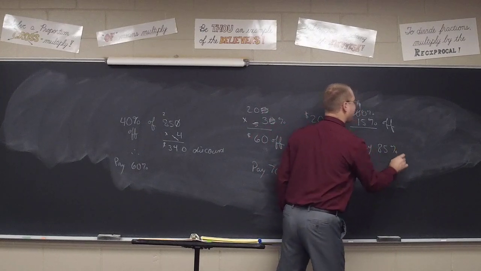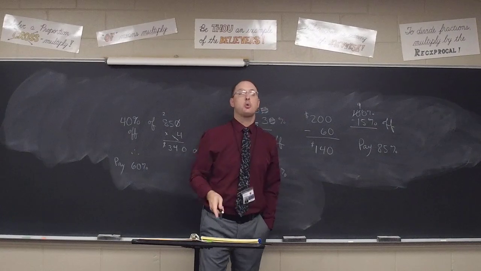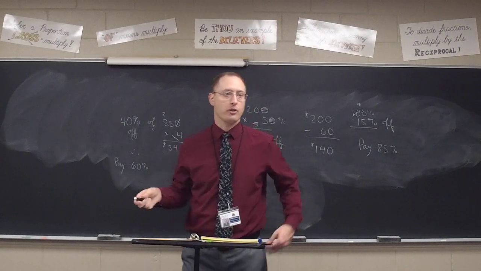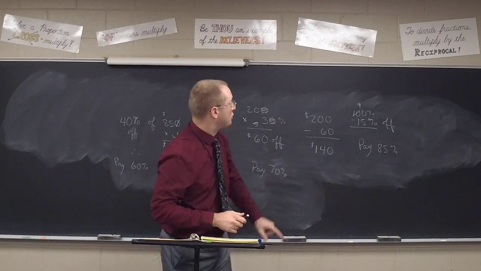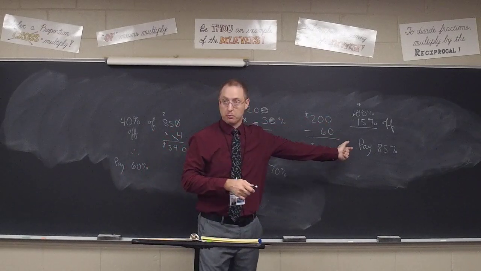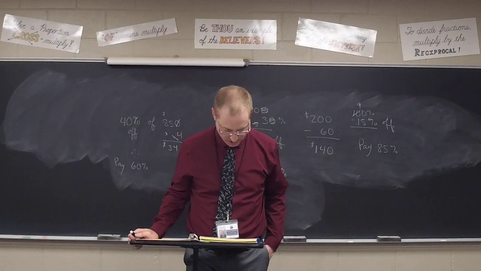They're going to pay 85% of the list price. That's a quick way to find the sale price. Rather than finding the discount and then subtracting the discount, you could just subtract the percent and multiply that way. Look at the example that they've got here on page 77.